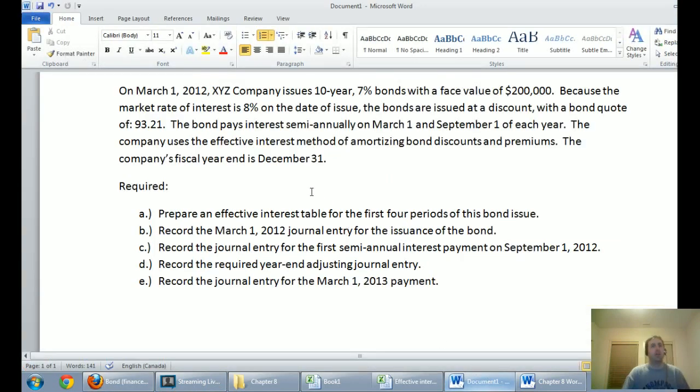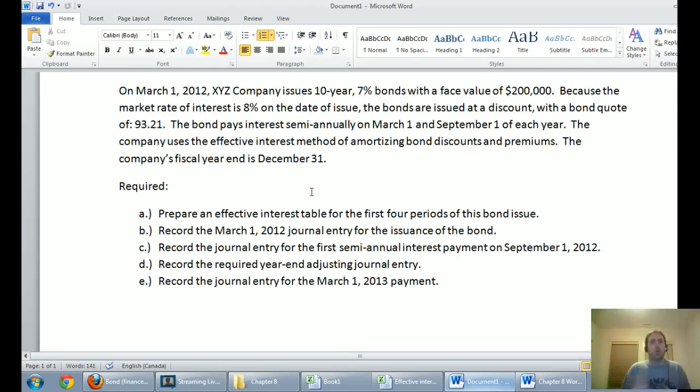The question says, on March 1st, 2012, XYZ Company issues 10-year 7% bonds with a face value of $200,000. Because the market rate of interest is 8% on the date of issue, the bonds are issued at a discount. Now let's slow down for a second here. We issue bonds and we promise to pay back 7%, but unfortunately, well, not maybe unfortunately, but on the date we issue, the market rate of interest is 8%.